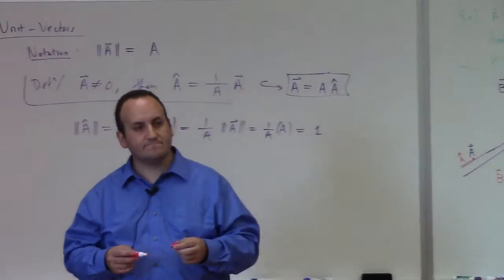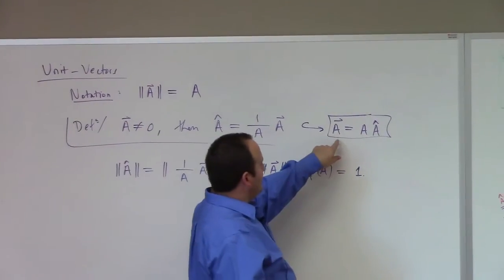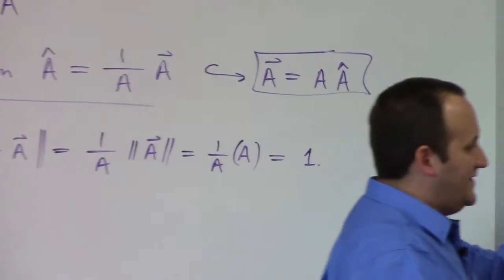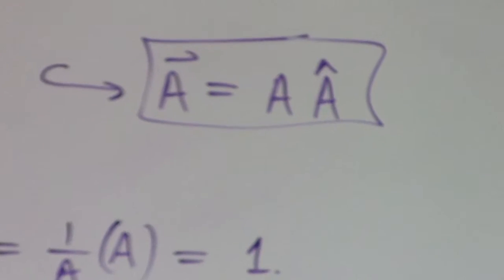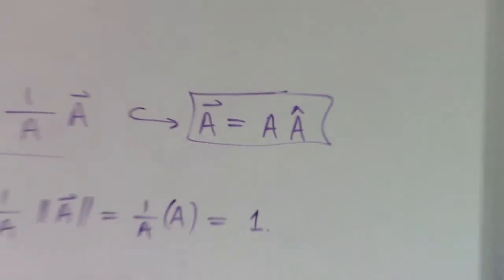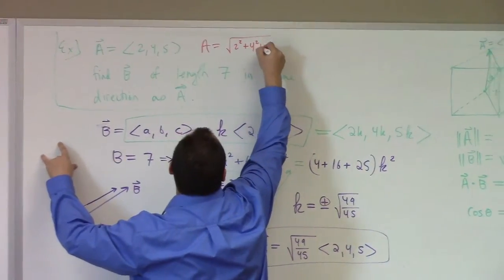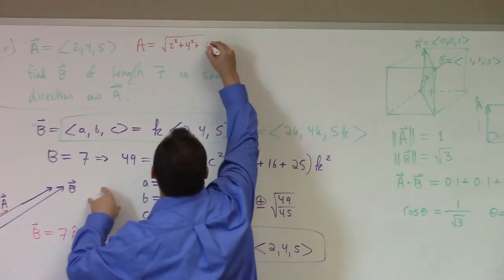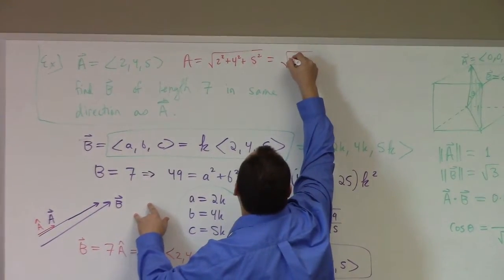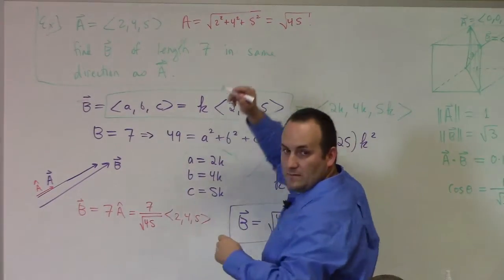Yes, sir? How did you find the A hat? Definition. I take the vector and I divide by its length. Now, I happen to see this 45 over here, so I knew that the length was 45. But to actually find that, A is equal to the square root of 2 squared plus 4 squared plus 5 squared, which is the square root of 45. Yeah. So that's how.